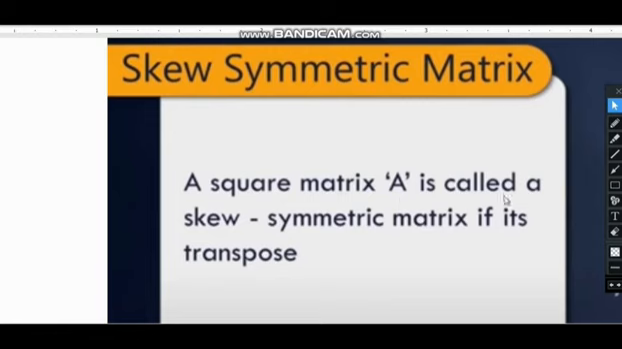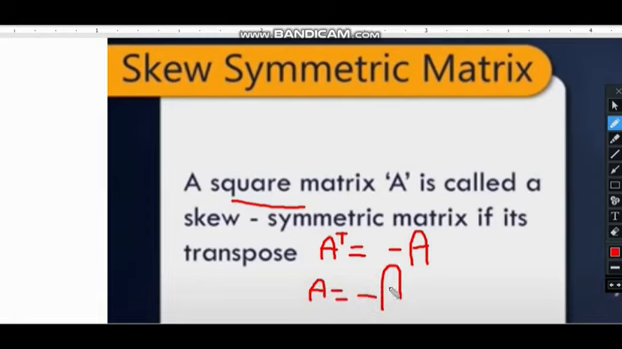Next definition is for skew symmetric matrix. This should also be a square matrix and it is called skew symmetric if its transpose, that is A transpose, is equal to minus A. Skew means you will be having a negative sign here. So, when you find A transpose, it should be equal to minus A. Or you can write in this manner also, that is A is equal to, minus can be put to the other side, minus A transpose. So, there will be a negative sign in the skew symmetric matrix.